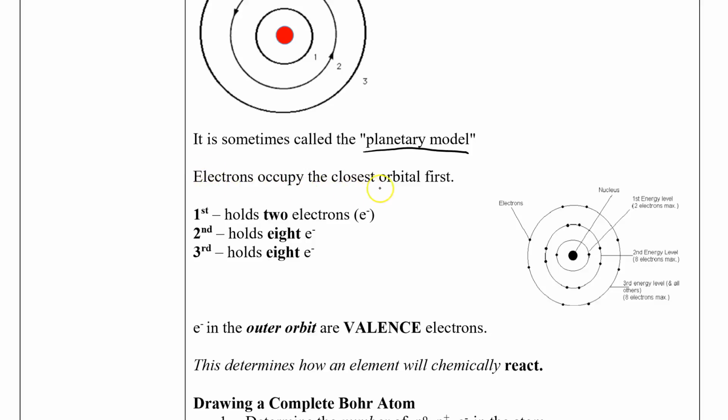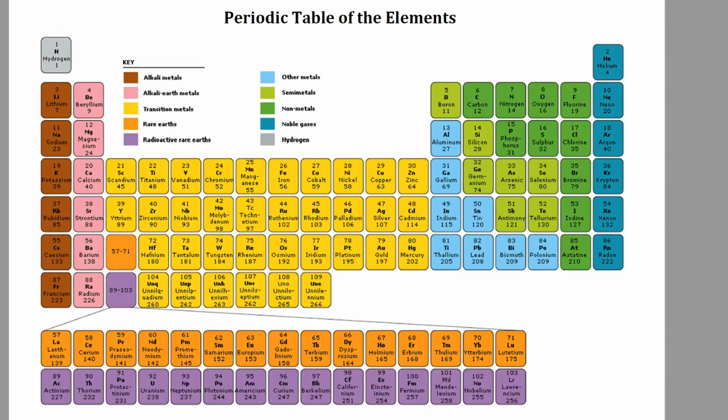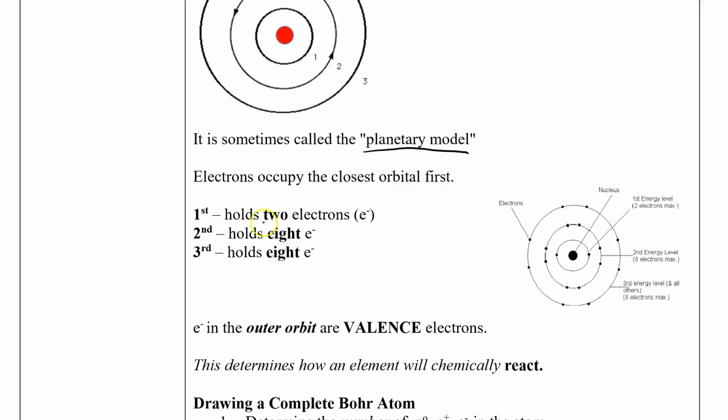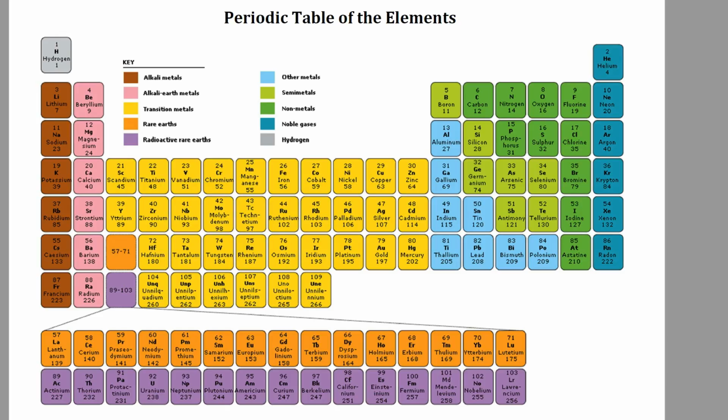Electrons occupy the closest orbital first. So here's the thing that I like to think about. The first orbit holds 2 electrons, and if we take our periodic table of elements, in the first period, or the first row, we have 1 and we have 2 elements. So it makes sense that 2 electrons would occupy it. The next one holds 8. So let's look at our periodic table again. In our second period, we have 1, 2, 3, 4, 5, 6, 7, 8. Cool. I love how science is like that.